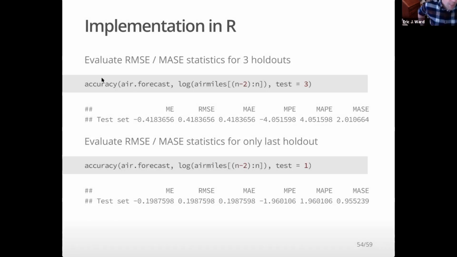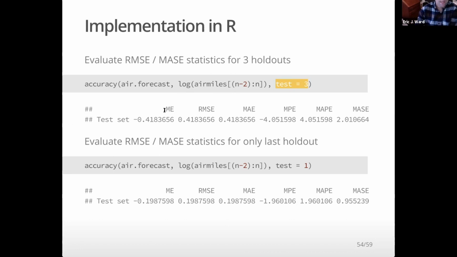So there's a cool function in the forecast package called accuracy. And what we can do with it is take our forecasted object, take our held out data, and then look at basically calculating our test statistic. And we can specify with the last argument whether we want the test statistic, like root mean squared error, calculated over all 3 data points that we're holding out, or just using the last data point in the series to calculate that metric. So here we have the output from that object.